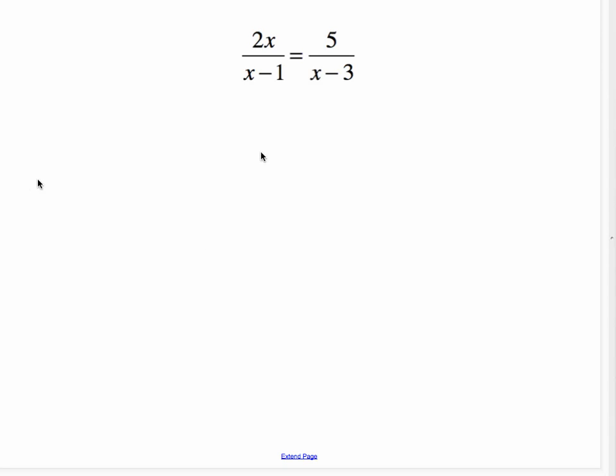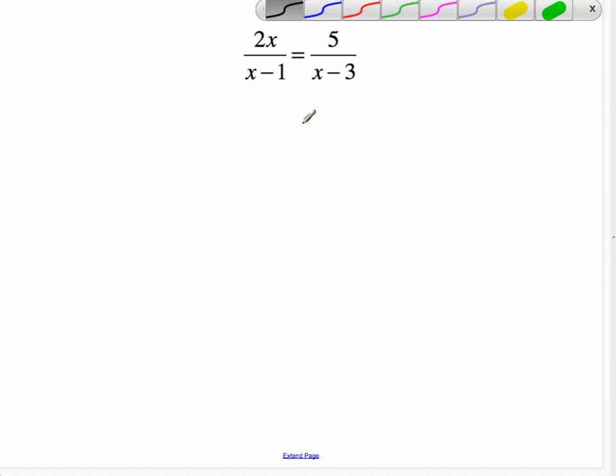Alright, here's a question that you can use to help solve a rational equation. First off, you see it's rational. And there's an equal sign, so you can use the "I hate fractions" rule, which says multiply every term by the lowest common denominator. So the lowest common denominator here would be x minus 3 times x minus 1.